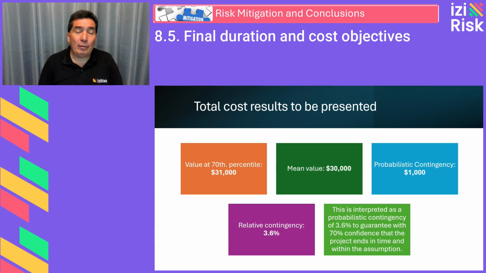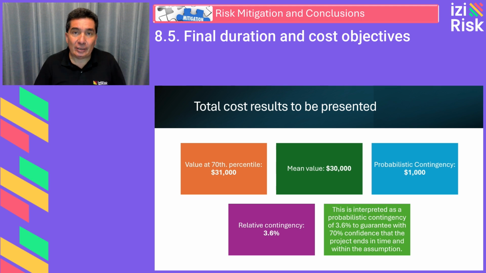So in this example, the 70th percentile value is approximately $31,000. The mean value of total cost is $30,000. The contingency, $1,000 as the difference. And the relative proportion to the mean total cost, 3.6%. This is interpreted as a probabilistic contingency of 3.6% to ensure with 70% confidence that the project finishes on time and within budget.